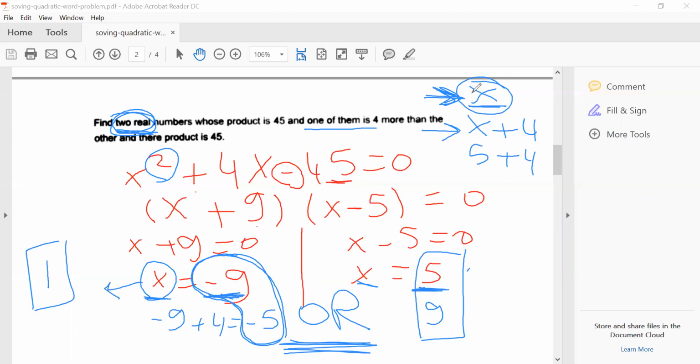What is the number that, when 4 is added, gives negative 9? So it is negative 5 and 5 and 9. Is this part clear, why I'm adding plus 4? If not clear, please raise your hand or tell me what the problem is.